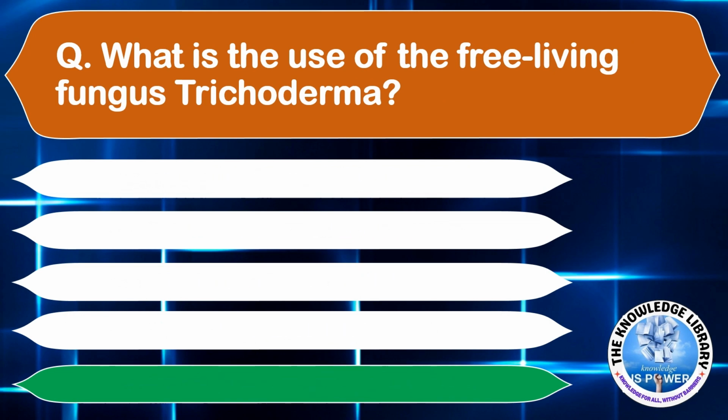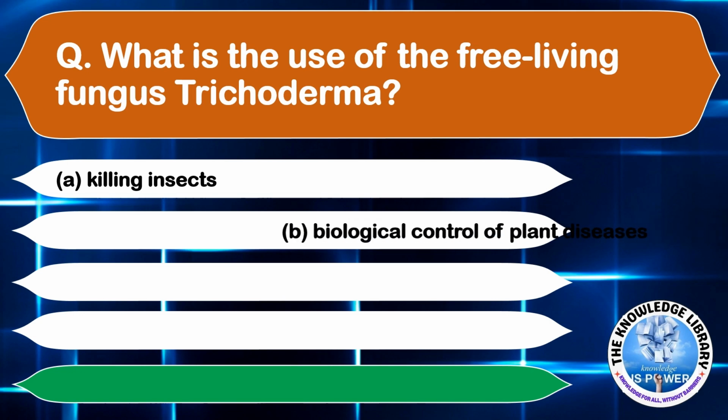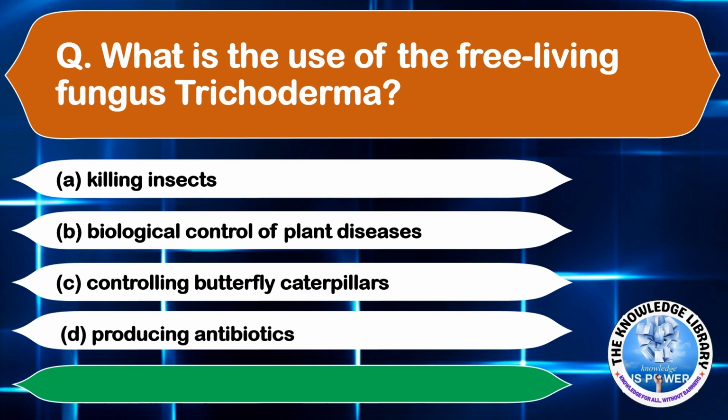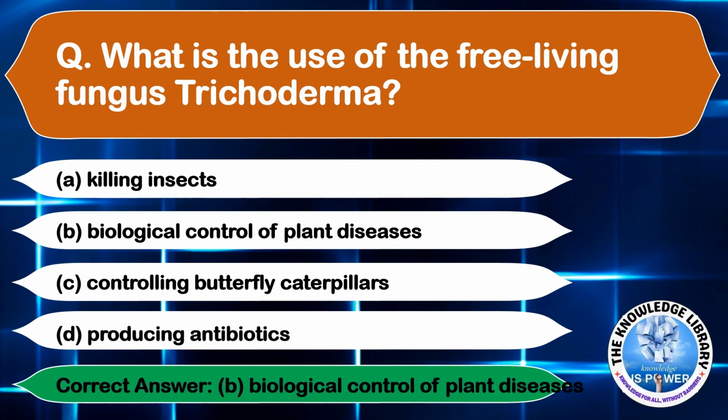What is the use of the free living fungus Trichoderma? Option A, killing insects. Option B, biological control of plant diseases. Option C, controlling butterfly caterpillars. And option D, producing antibiotics. The correct answer is option B, biological control of plant diseases. Moving on to the next question.